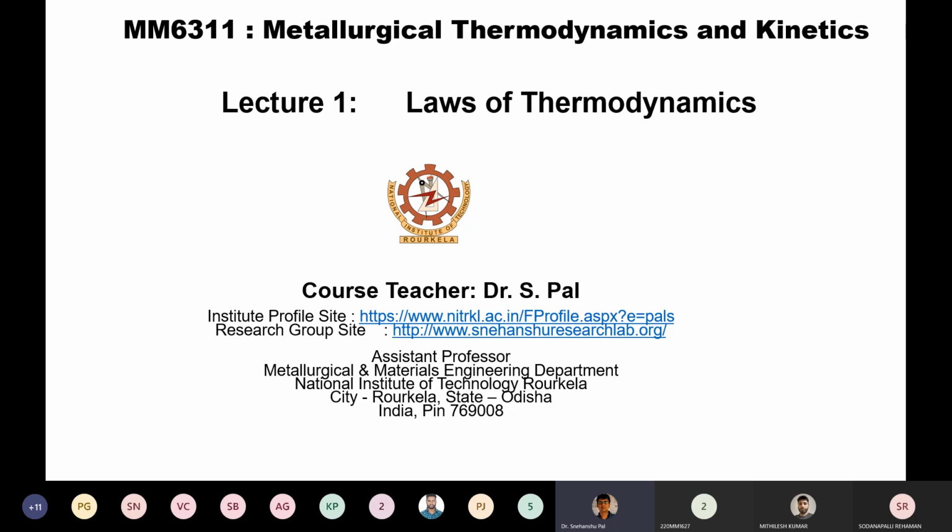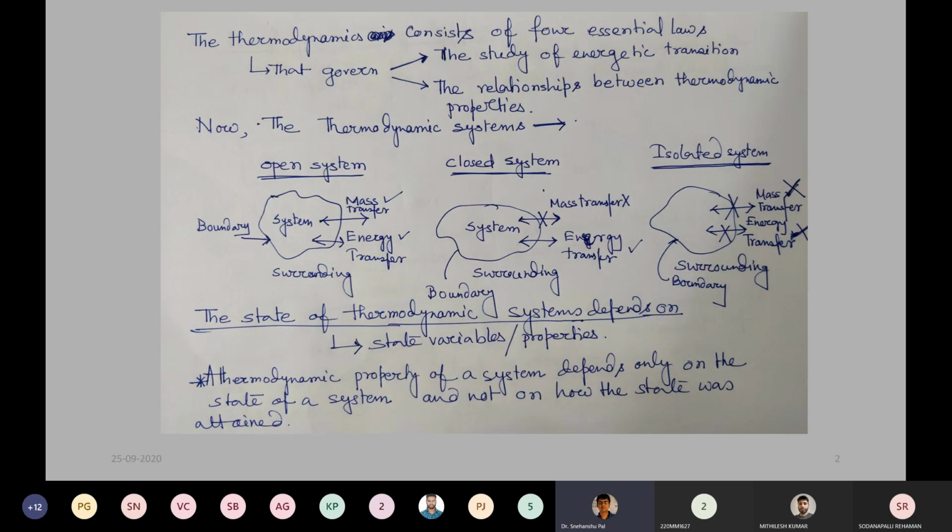So today we will concentrate on laws of thermodynamics. Actually, we will introduce those laws and we'll understand how those laws are very important with respect to material behavior or material property evolution. Okay, so first of all, you should understand that thermodynamics actually consists of four essential laws which govern the study of energetic transitions.